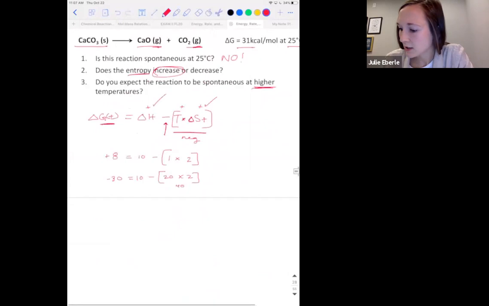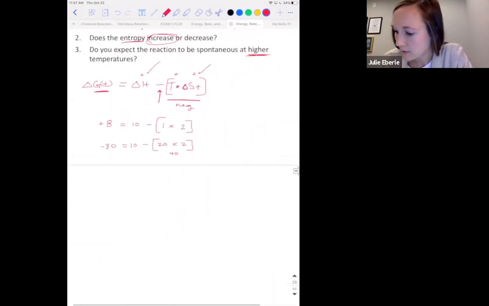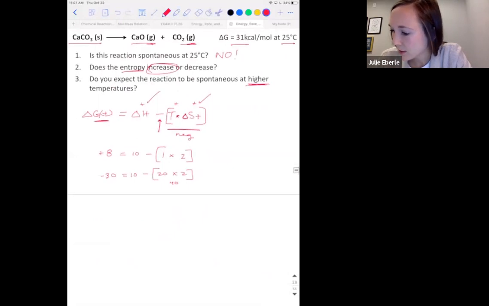Okay. I actually left this whole slide blank because I was going to do all of that little math on this slide, but I don't think we need it. Oh, I didn't answer number 3. The answer is yes.